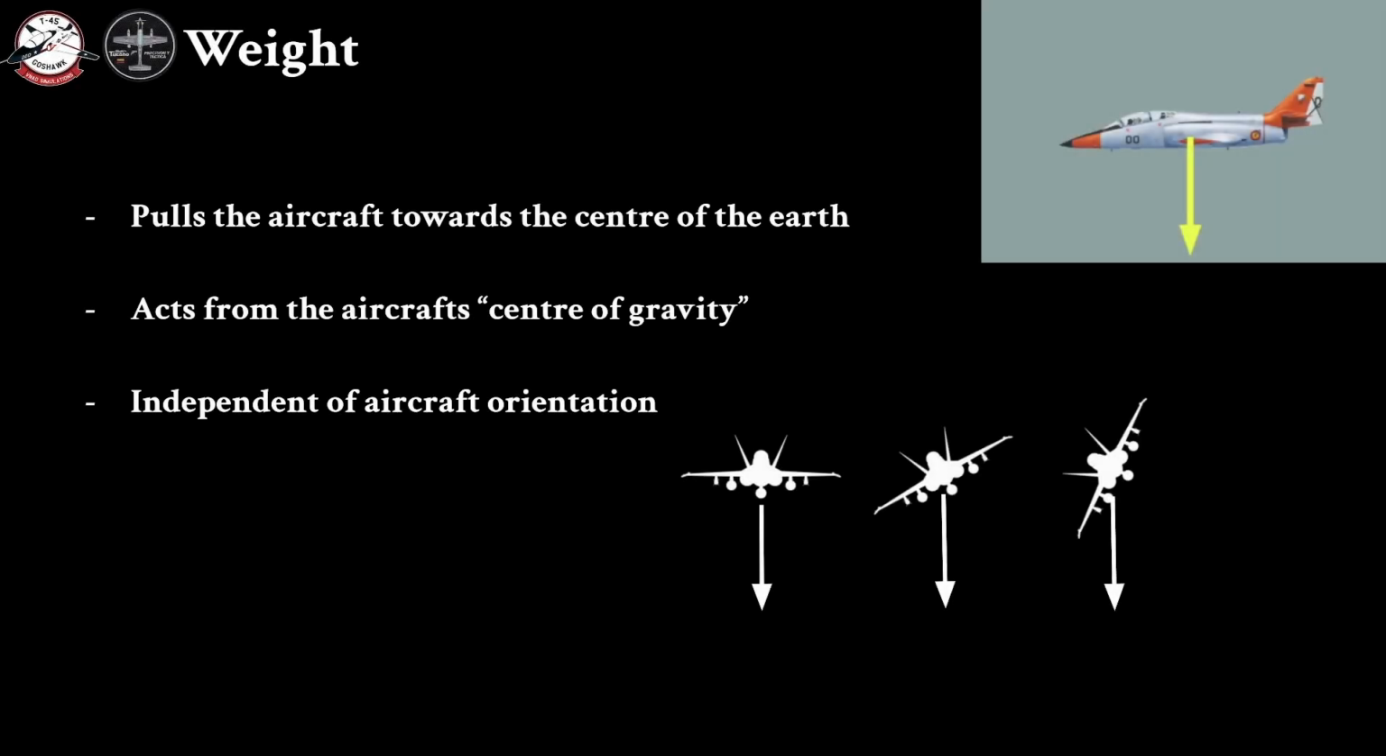The second force we're going to talk about is weight or gravity. Weight is how heavy the aircraft is and is usually described as gross weight, which is the total weight of the aircraft. Weight simply describes the amount of pull gravity has on the object. Gravity is the force that pulls an object to the center of the Earth.